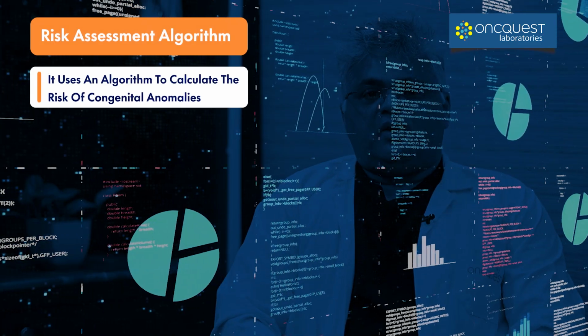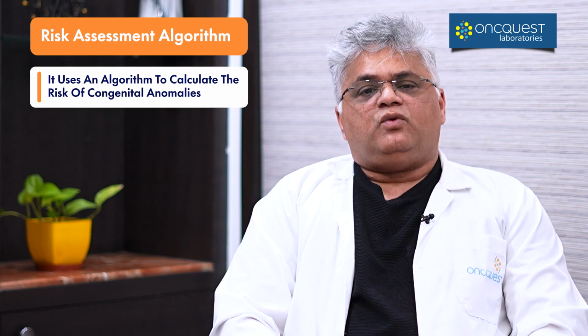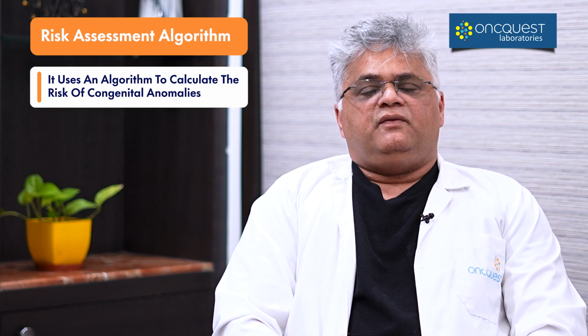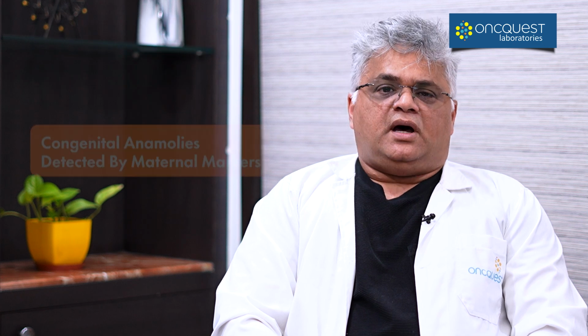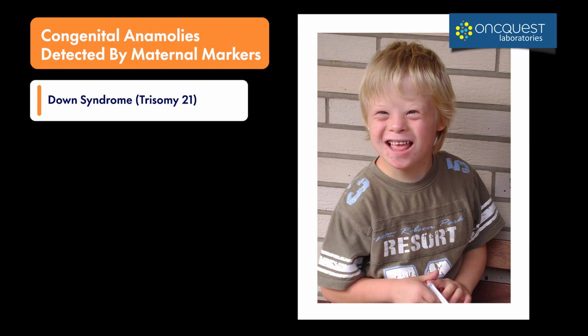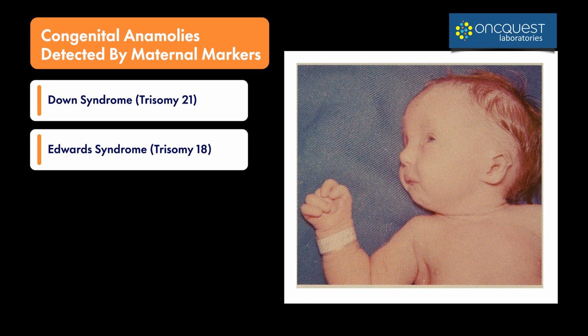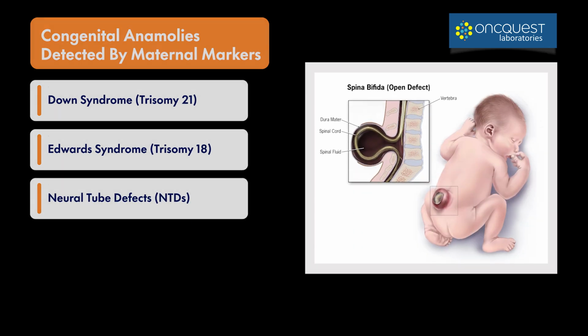So it's kind of an algorithm which gives you a risk involving all these factors, and accordingly we are able to generate a report which gives you an at-risk result. And these anomalies are like Down syndrome, which is trisomy 21, Edwards syndrome, which is trisomy 18, and also ONTD, which is open neural tube defects.